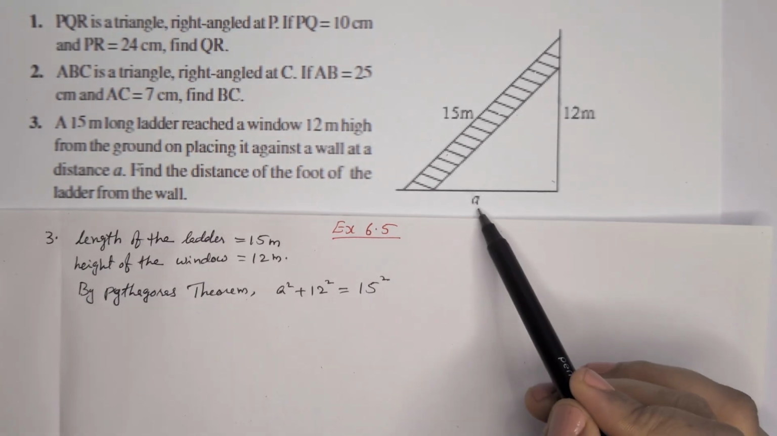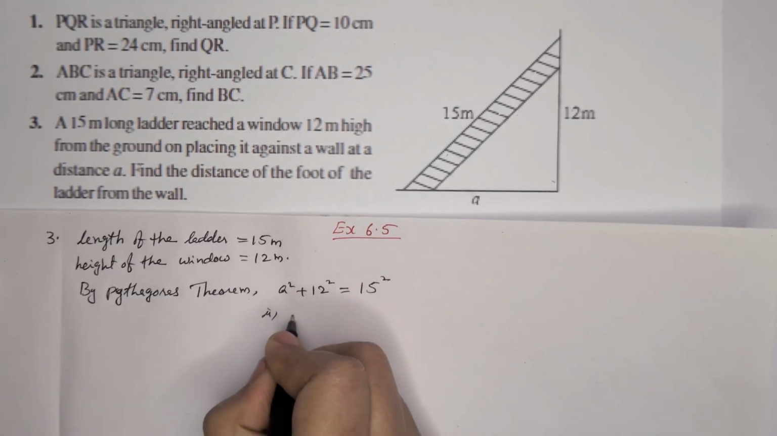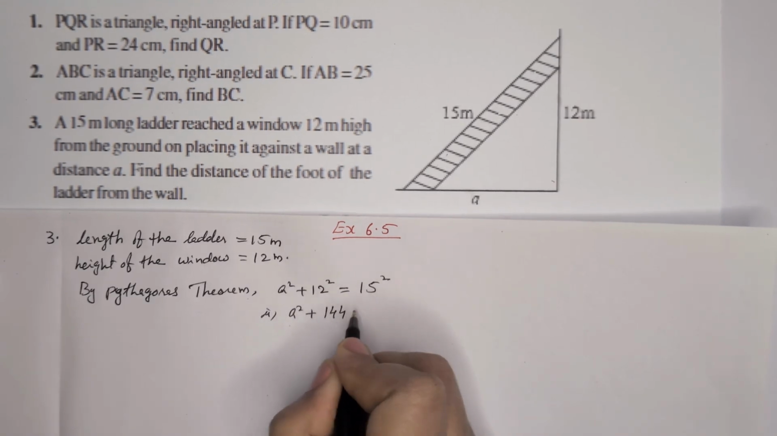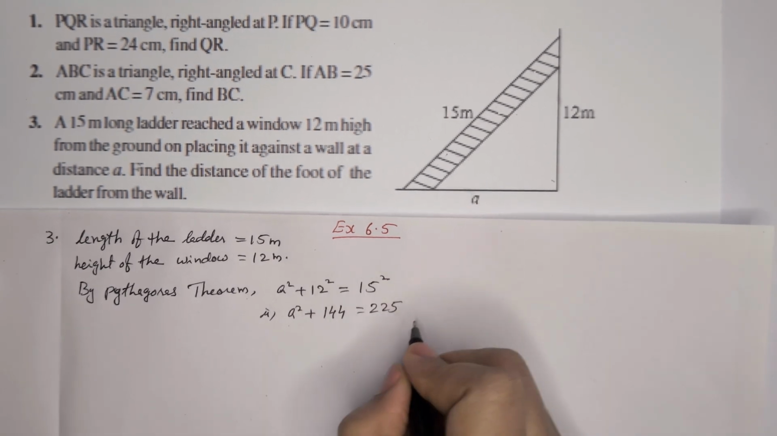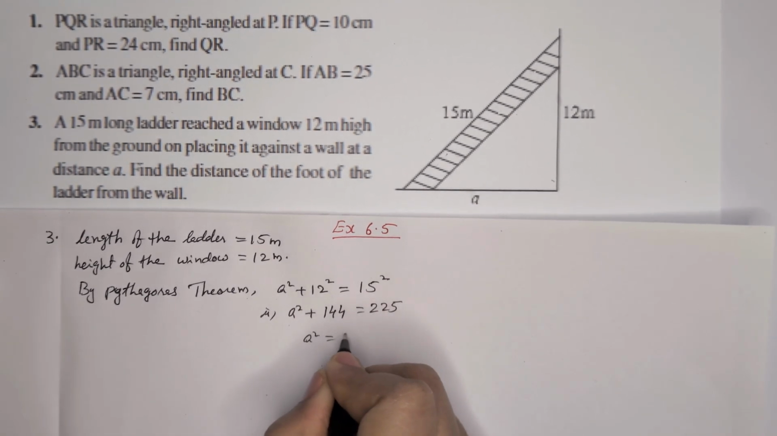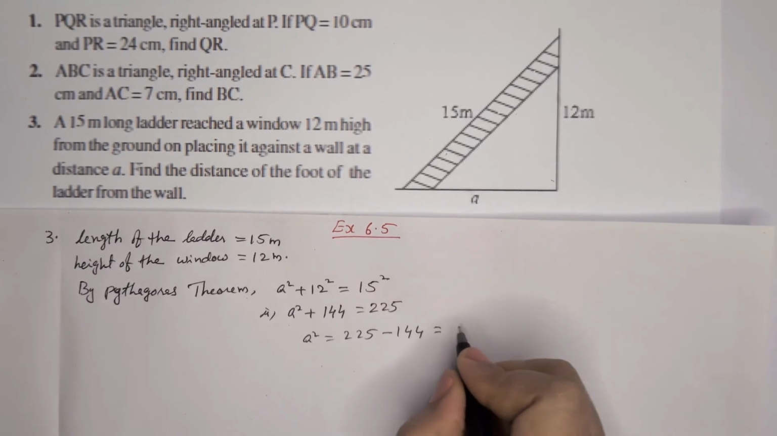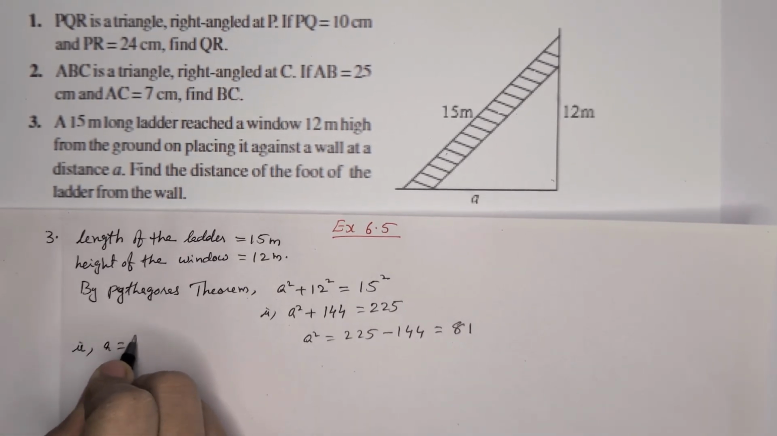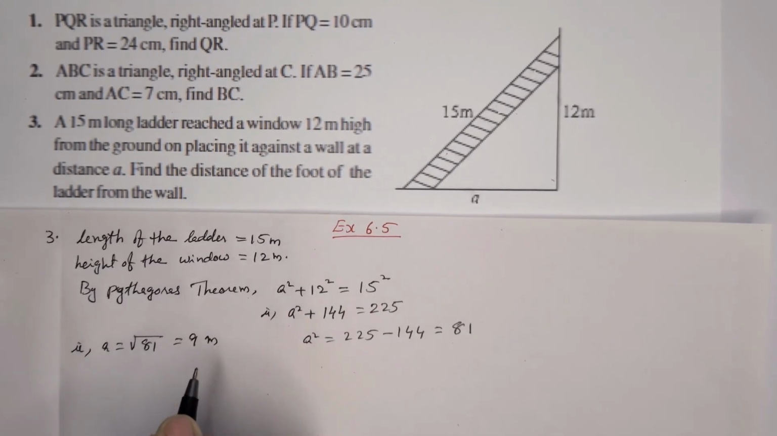So by Pythagoras theorem, A square plus 12 square is equal to 15 square. That means A square plus 144 is equal to 15 square, that is 225. A square is equal to 225 minus 144, which is equal to 81. So A is equal to root of 81, which is equal to 9 meter.